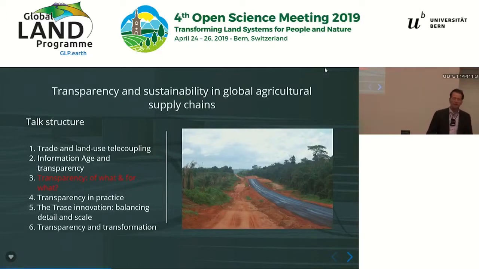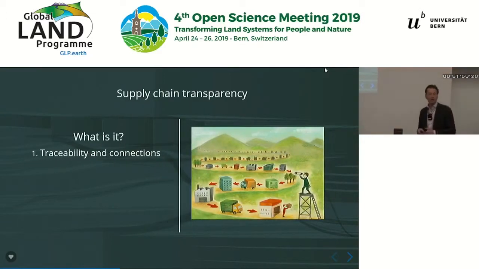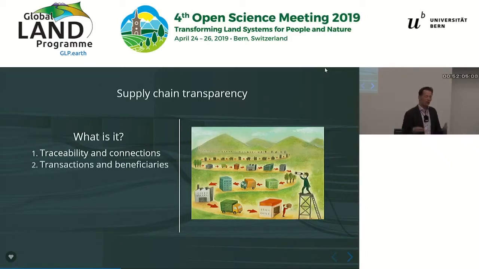But transparency is used quite broadly and quite liberally. Transparency of what and for what? It's commonly thought about just in terms of traceability and connections. And we did a review paper that came out last year, quite a few authors in this room, that tried to break this down into a simple typology, because of course transparency is not the same as traceability. It's much more than that. It's also about many other facets of information that are far less readily available, but are equally needed if we're going to have a coherent and joined-up theory of change.